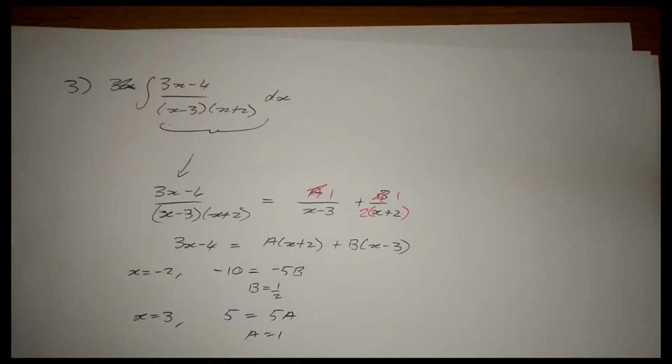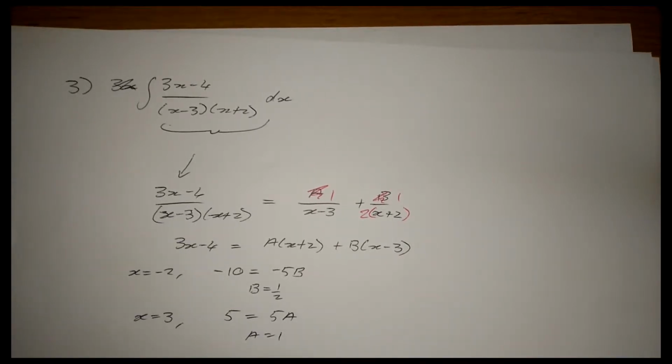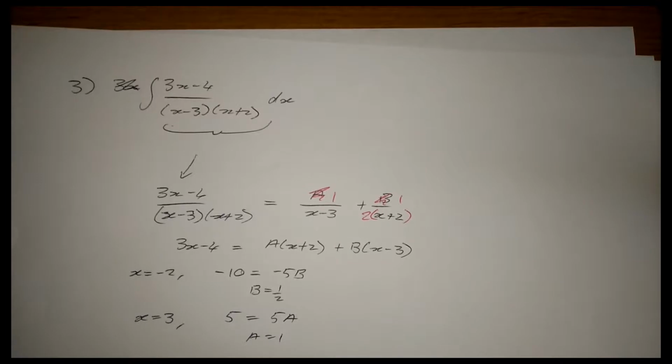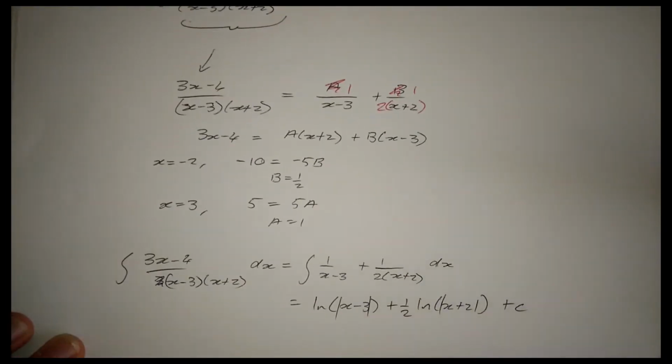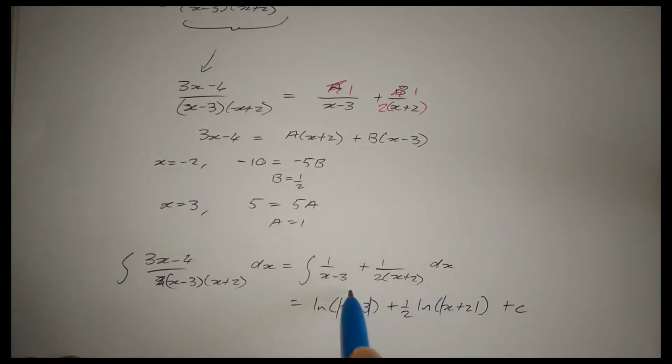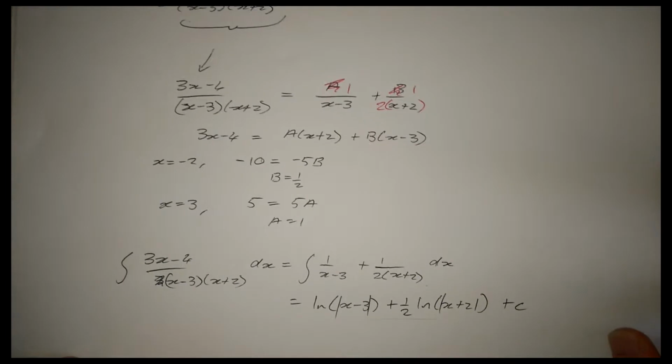dx. Now that's just logarithms. So that'll be natural log of x minus 3. You can put your absolute signs in there if you want. Plus half logarithm x plus 2 plus c. So don't forget your constant of integration. So that's just go partial fractions and then evaluate using a logarithm. Okay.